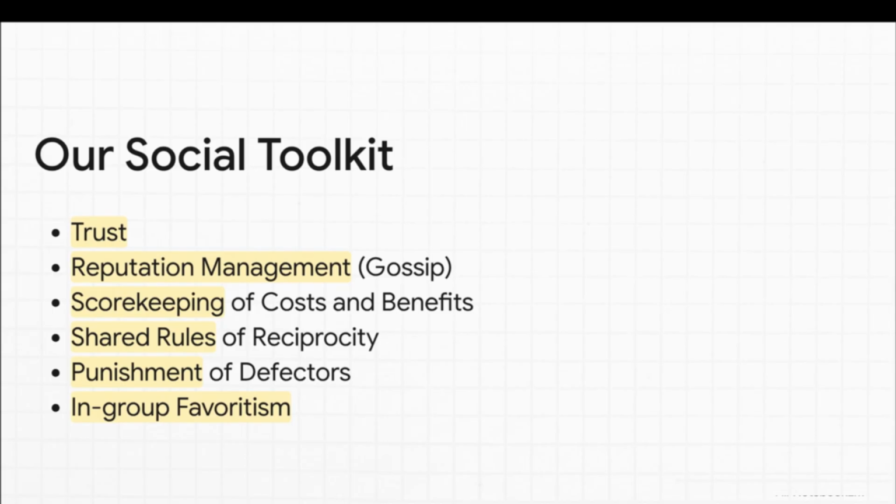And this toolkit, this is the bedrock of all human society. We are wired for trust. We are obsessed with reputation. I mean, that's what gossip is. We are constantly keeping a running tally of who owes what to whom. And this whole system just works better when we have a clear sense of who is us and who is them. These are the ancient building blocks of our modern political world.